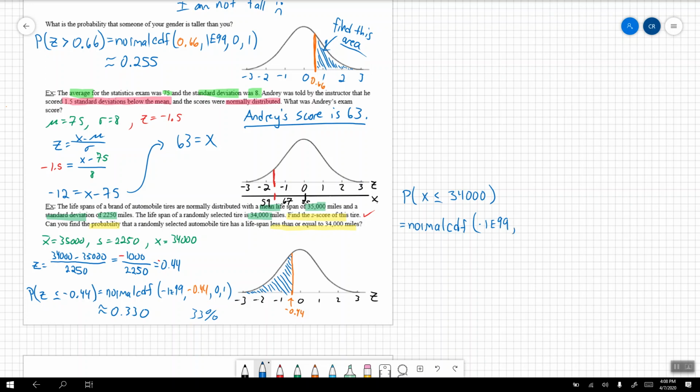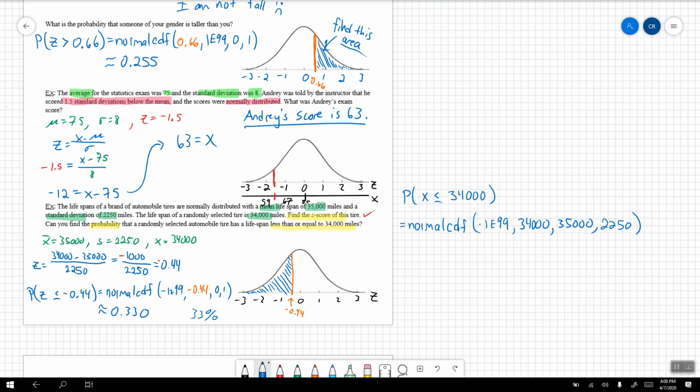The stopping point for this shaded region was this z-score, but this z-score corresponds to this x value, which is 34,000. And we have to be careful here because the mean and the standard deviation are not 0 and 1, respectively. The mean is actually what we were given, which is 35,000. And the standard deviation is actually 2,250. So what we want to do at this point is input this into the calculator to see what we actually get and see if it's going to be the same answer.